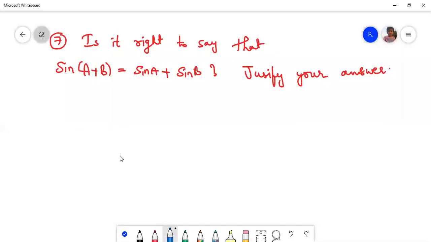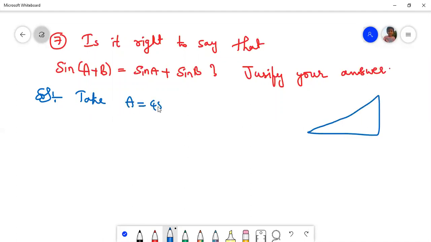Seventh problem is: Is it right to say that sine of A plus B equal to sine A plus sine B? Justify your answer. Suppose we take in the right angle triangle, A equal to 30 degrees, B equal to 60 degrees. Then sine of 30 degrees plus 60 degrees is equal to sine 90 degrees.